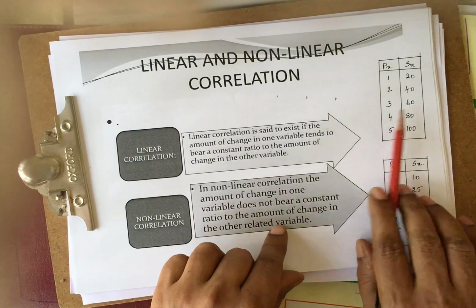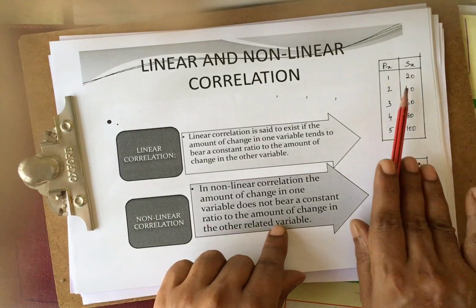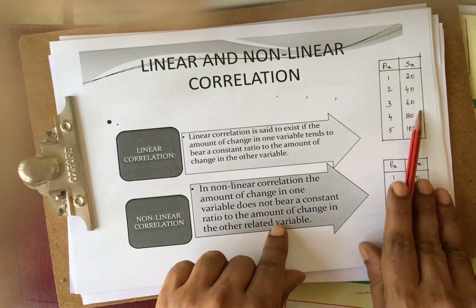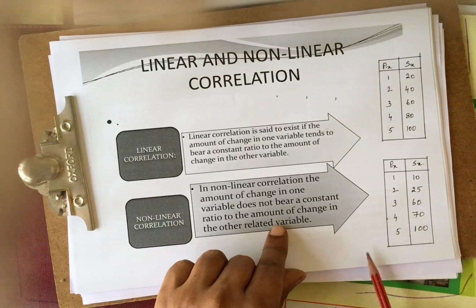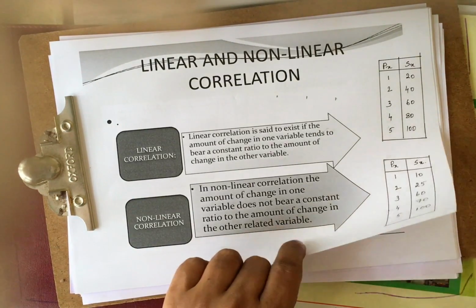So you can observe the table here, linear and non-linear. In the linear, the changes will be constant. Here it may not be constant. Either one or sometimes both do not come in a constant ratio of changes.